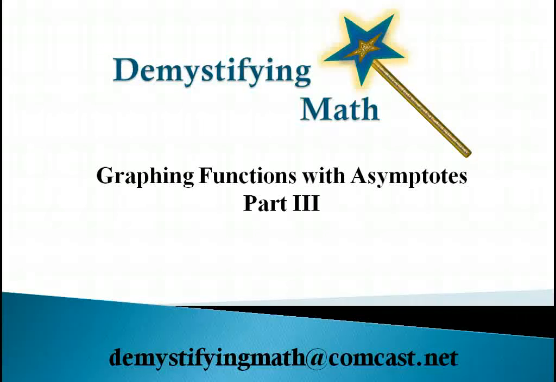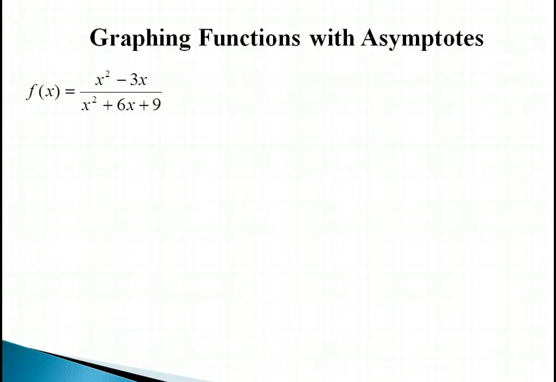Welcome to Demystifying Math. In this lesson, we're going to be graphing a function that has an asymptote. This is part 3 in a video series on graphing functions with asymptotes. In this video, we're going to be graphing f of x equals x squared minus 3x over x squared plus 6x plus 9. The first thing I'm going to do is go ahead and factor the numerator and the denominator.